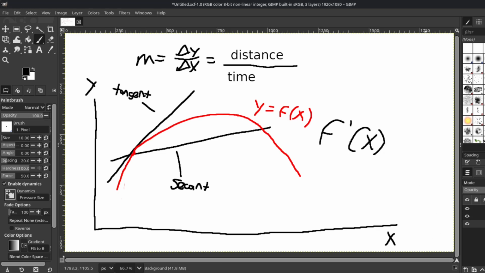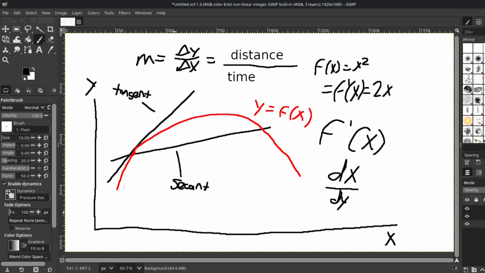This is the primary notation used by scientists and engineers around the world. Another common notation is Leibniz notation, which looks like this. It visually reminds us that the derivative is a ratio of change in y over the change in x. The process of finding this derivative is called differentiation.